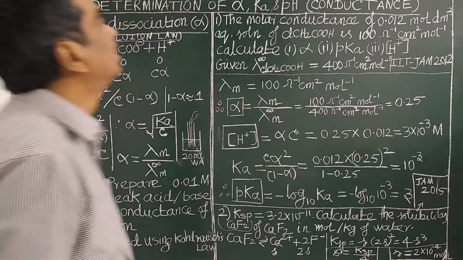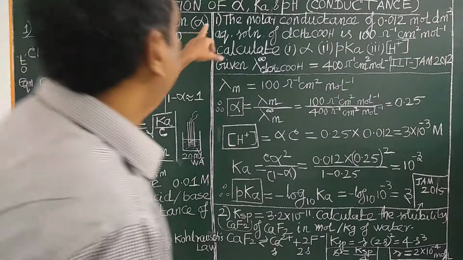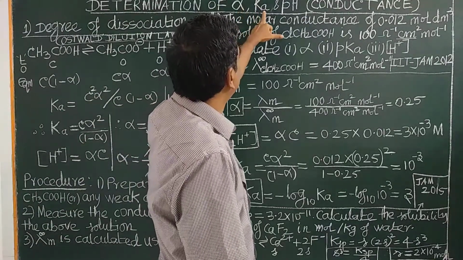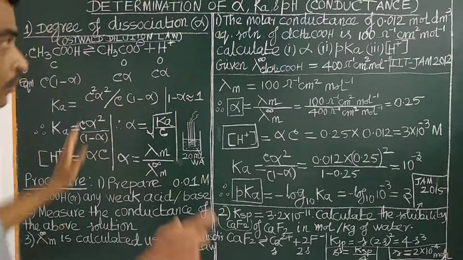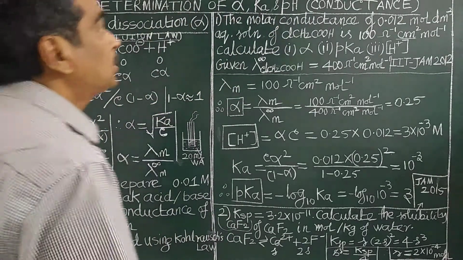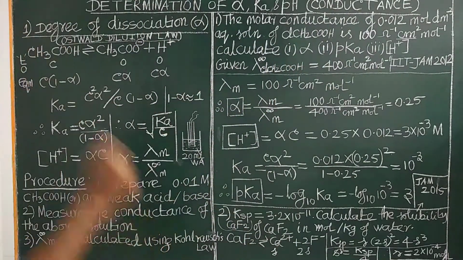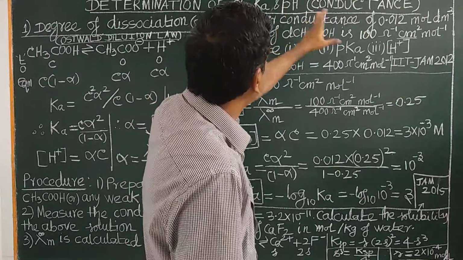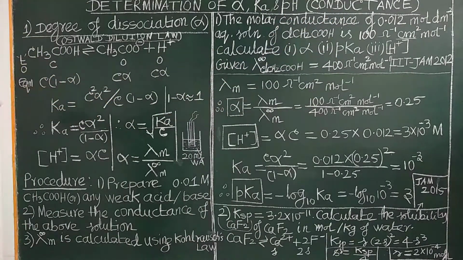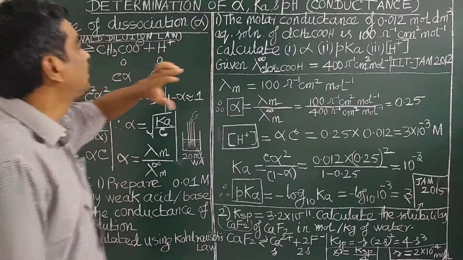Good morning. Let us see today the determination of degree of dissociation, dissociation constant and pH of weak acid or weak base from conductance measurement. That is the application of conductance measurements to the determination of alpha, Ka and pH. Using Ostwald's dilution law, the degree of dissociation can be calculated.